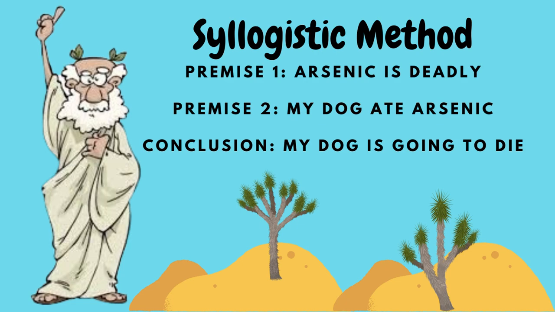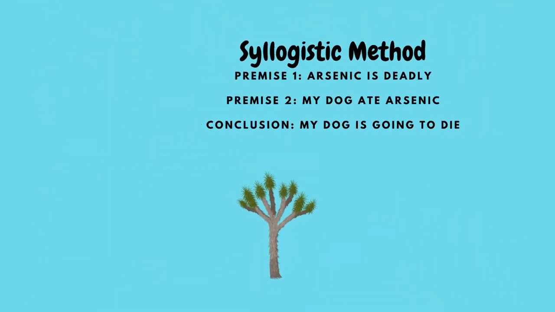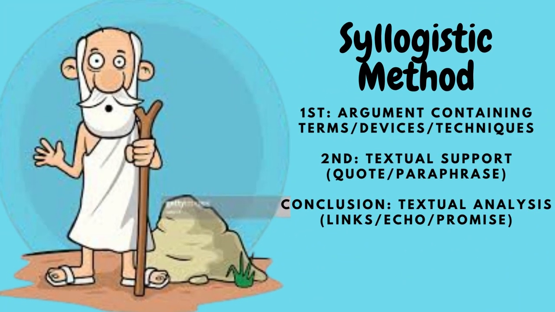And how do we take that template, that heuristic, and turn it into a template for the purposes of performing literary analysis? Here it is. The first premise, we have to keep in mind, we are engaging in expository writing, so we have to argue. So it's going to be an argument containing terms, devices, techniques. This move is three sentences long, and I'll show you this in just a second. I got a model for you to show how to write the first premise.